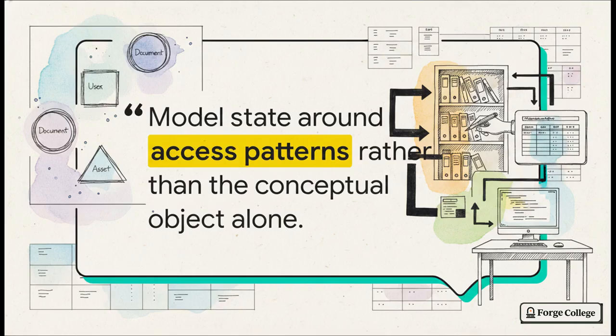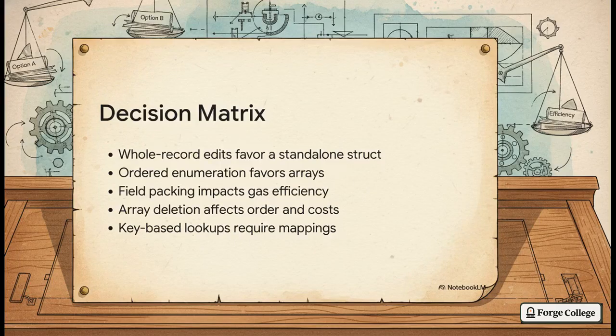Think about the physical actions you take in that office space. Let's run through our summary rules to build your decision matrix. If you're doing whole record edits, use a standalone struct. If you need ordered lists or history, go with an array. Always remember that field packing impacts your gas efficiency. Also, deleting from an array is really tricky. It requires shifting elements or swapping them around, which costs gas and destroys your sequence order. And finally, if you need fast key-based lookups, like, say, finding a user by their wallet address, an array is just too slow. For that, you'll need mappings, which we will cover very soon.